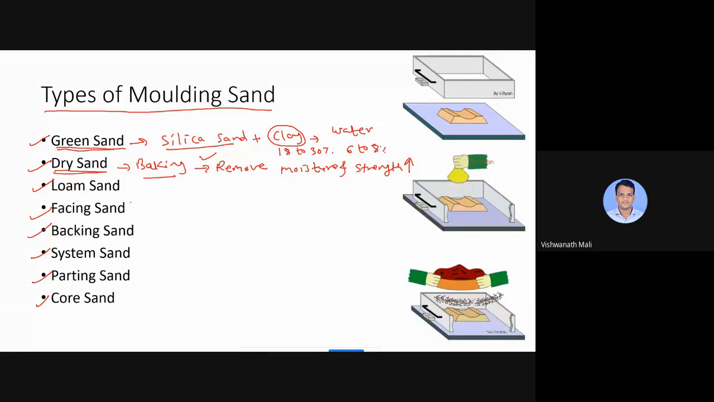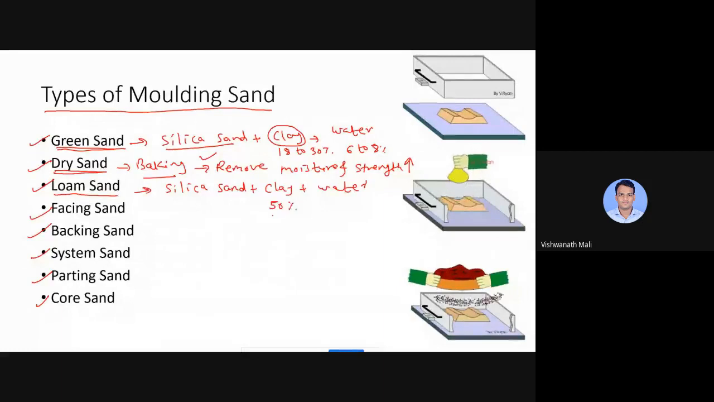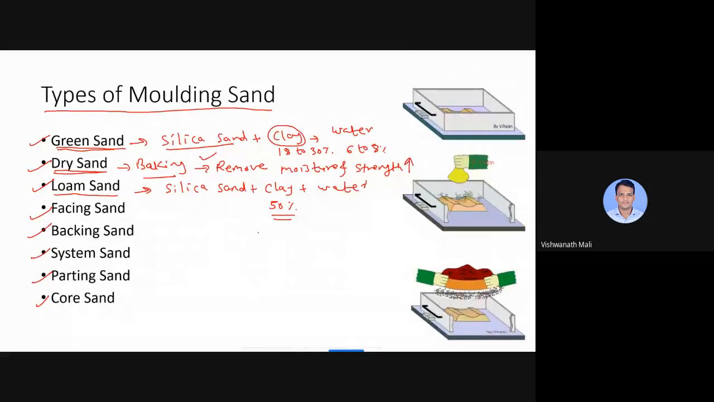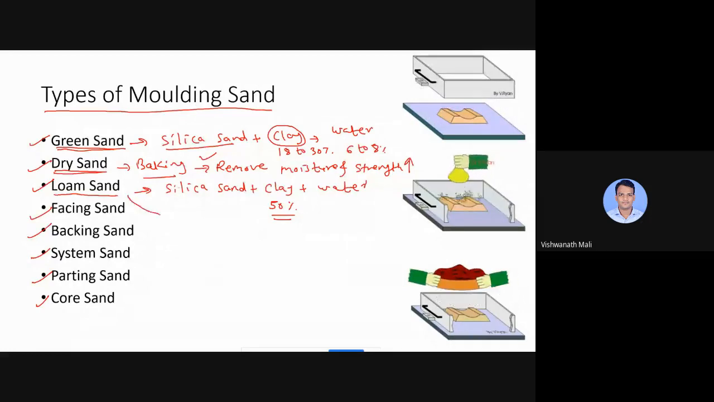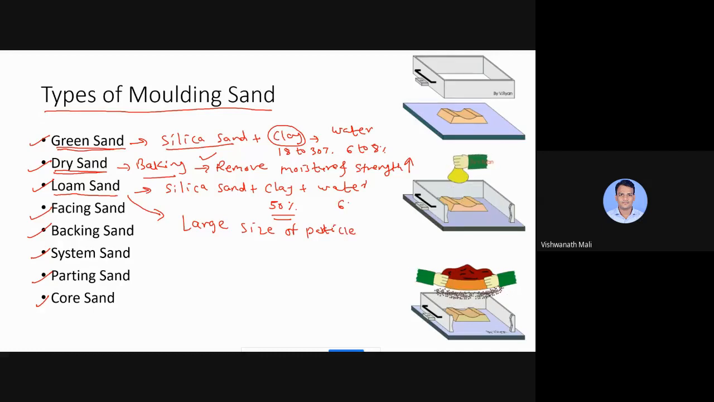Now the third is loam sand. What is loam sand? It contains silica sand plus clay plus water, but here the percentage of clay is up to 50%. Now where do we use loam sand? When there is a large size of particle. Water percent is nearly 6 to 8%, and the remaining is silica sand.